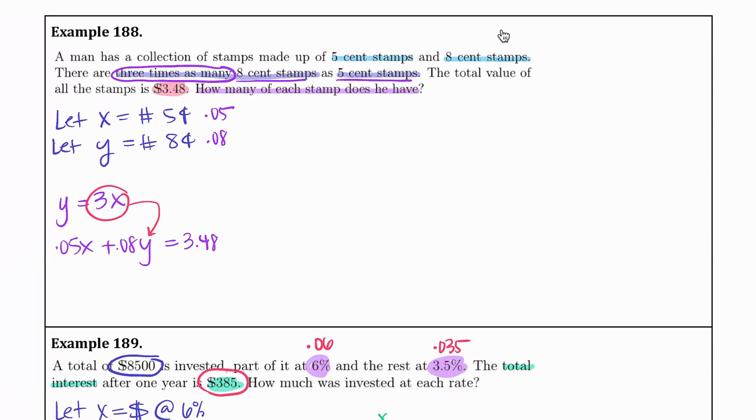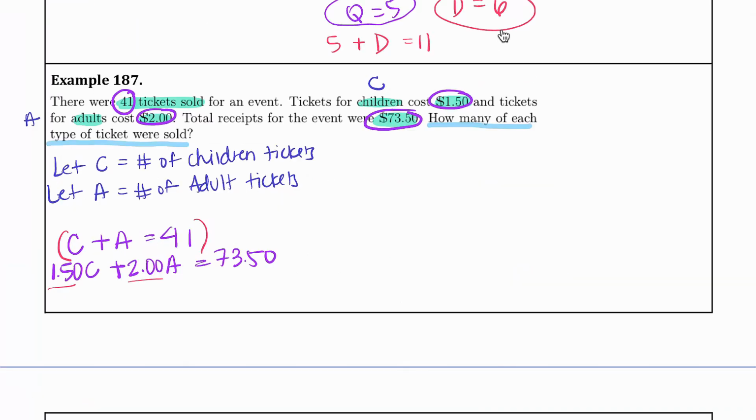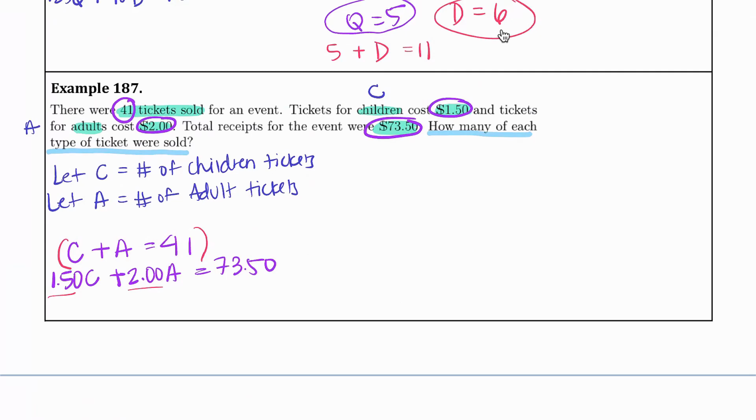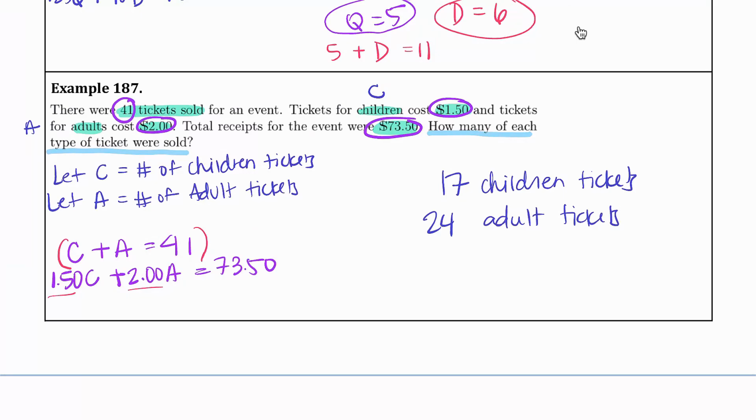For the problem before, talking about the stamps, we should end up with, this guy has 12 5-cent stamps, and he has 36 8-cent stamps. And then the one about the children and adult tickets, we should get that there were 17 children tickets sold, and there were 24 adult tickets sold. So that's how, if we're given a situation problem with two unknowns, we can set up our system of equations.